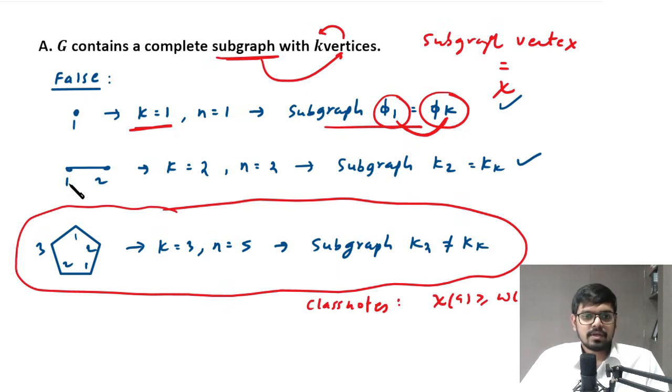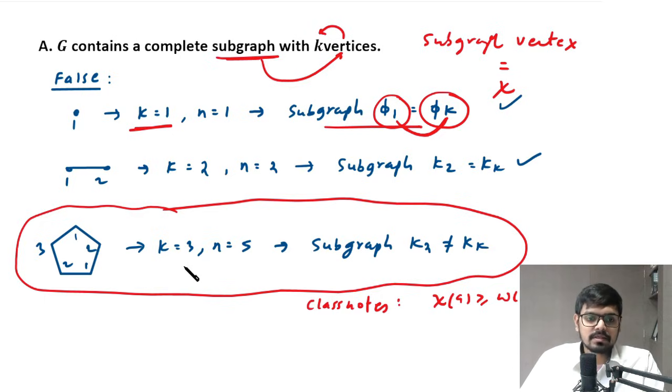For this example, chromatic number 2, number of vertices of the graph 2, the subgraph is also this graph only, so that is nothing but K2. So can I say the number of vertices in the subgraph is equal to the chromatic number? Check. Yes, so you are like, yes sir, this statement is true. The number of vertices in the complete subgraph is equal to the chromatic number. Yes sir. But if I take a pentagon, number of vertices 5, chromatic number needed 3.